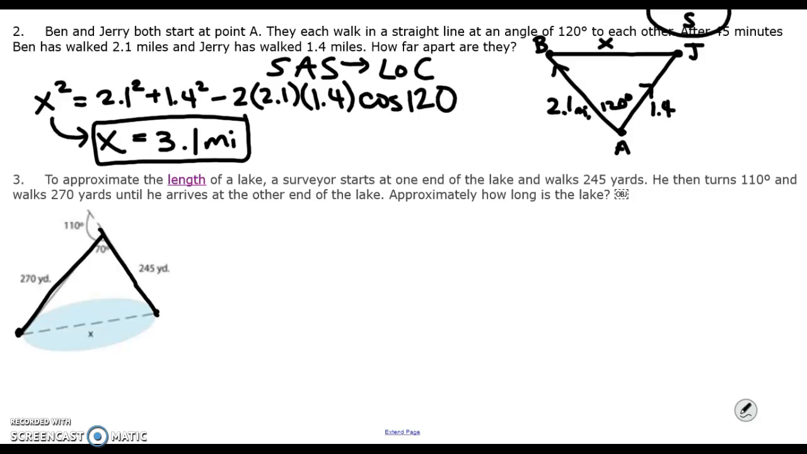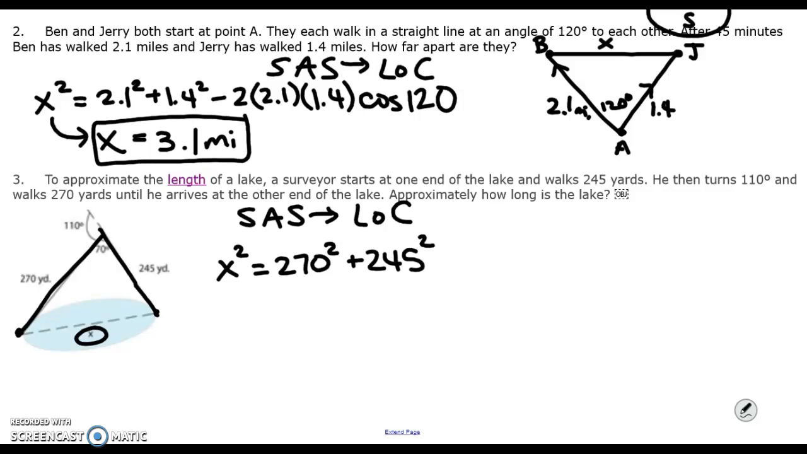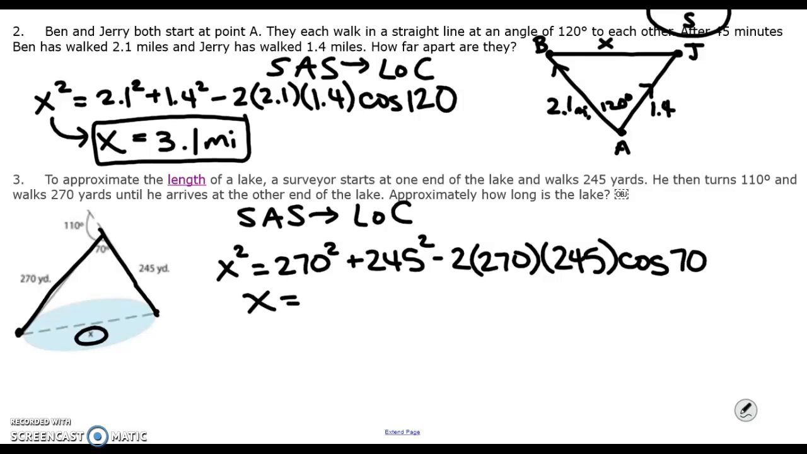So what we're looking for is the x right here. And because he turned, the angle inside the triangle is supplementary to that. So it's a 70-degree angle. You can see again, this is a side angle side triangle. Therefore, we're going to use the law of cosines again. We're looking for this length x. So we're going to apply the law of cosines. This is all a review. And then again, when you get your answer, make sure you take the square root, and we should get 296.1.